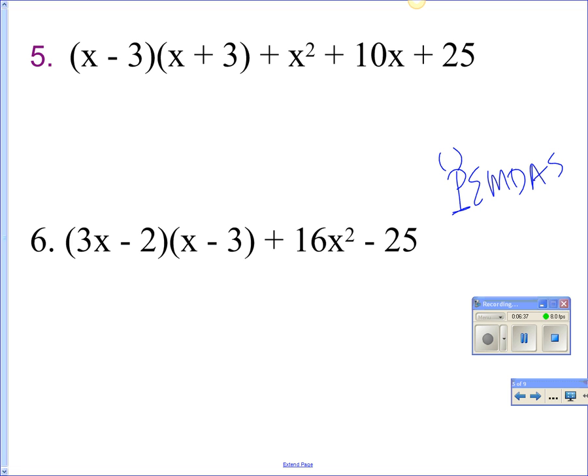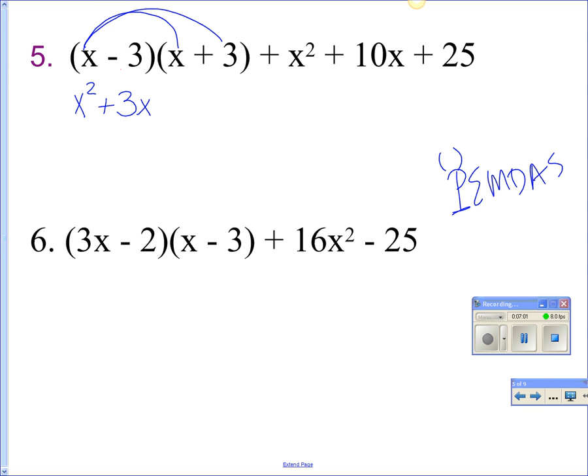P stands for parentheses. What does that mean to do with parentheses? Do them when? First. So the first thing I have to do here, I'm not going to worry about any of that. The first thing I'm going to do is lobster claw. That's what I'm going to do first. So x times x is x squared. So please write this on your paper. Then I'm going to do x times positive 3. So that's positive 3x.